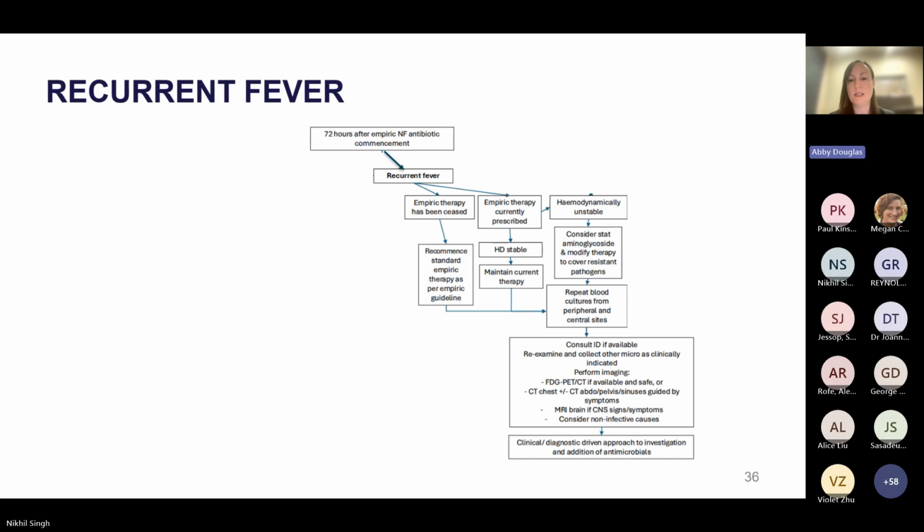There is some evidence to suggest that in recurrent fever, you're more likely to have a bloodstream infection, so definitely collecting the cultures is useful. And of course, if the patient is hemodynamically unstable, the standard approach is adding an aminoglycoside, considering other resistant pathogens and reinvestigating. Thanks, Nick.